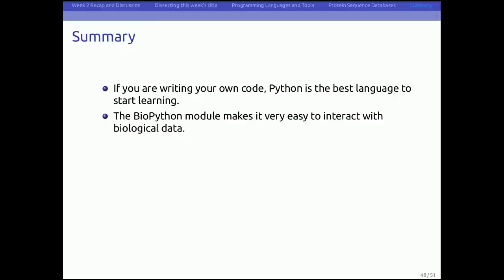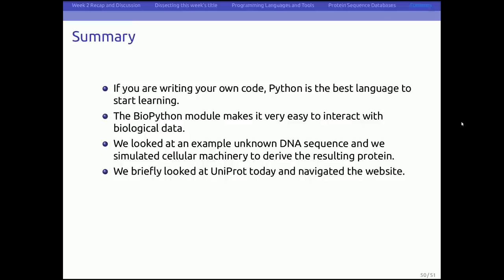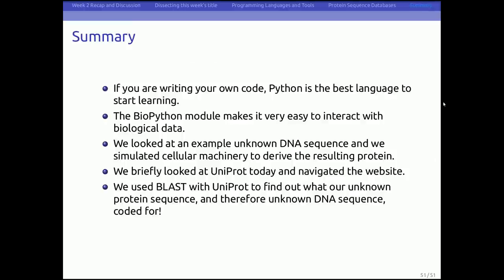Yes, BioPython, an excellent module to have installed with your Python. It makes it very easy to interact with biological data. We looked at a very quick example today of looking at unknown DNA, and we simulated cell machinery. So we didn't just take text and convert it to text and convert it to more text. We actually simulated transcription and translation as the cell does it. We also looked at UniProt, which is the main database for protein sequences, and we looked a little bit at navigating the website. And finally, on the UniProt page, we used the BLAST algorithm to find out what our unknown protein sequence was. Therefore, we can also conclude that our unknown DNA sequence is directly responsible for producing the protein for hemoglobin.